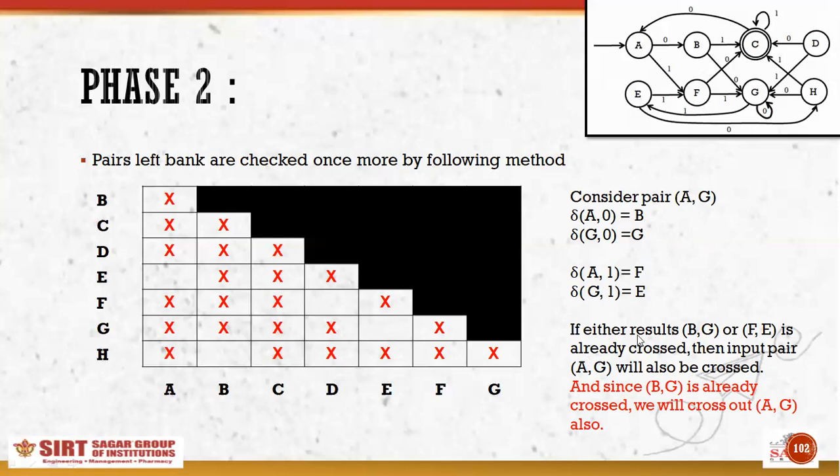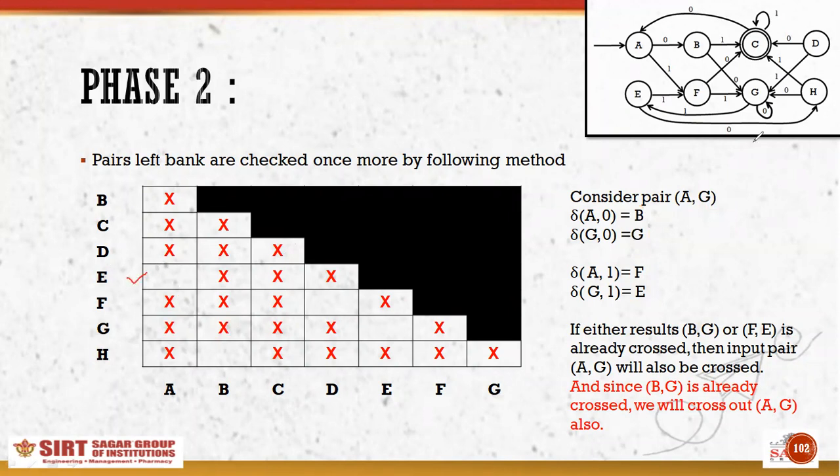Now what I have to look for is whether either of the result pairs, BG or FE, already has a cross mark. Let us check BG. Yes, BG has a cross mark already. So if any one of the answer pairs has a cross mark already, then we can mark a cross in the pair which we are checking. That means AG will also be crossed in this step. I'm explaining it again.